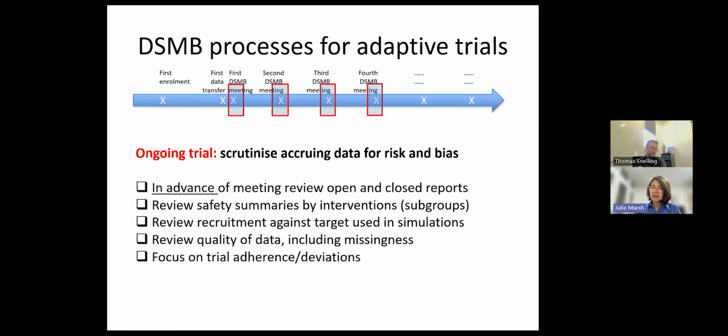It all goes back to, so rather than just analysing risk, there's also bias. So from those adaptations that are performed, or the missing data, or loss to follow-up, I think the DSMB members are far more involved in the assessment of bias and maintaining the trial integrity than they are in traditional trials. So there is that focus on trial adherence and deviations. Next.